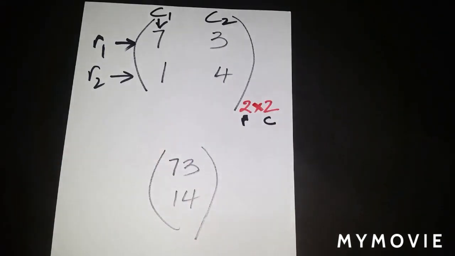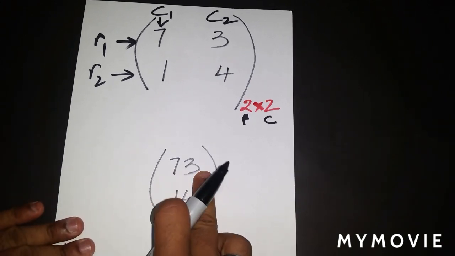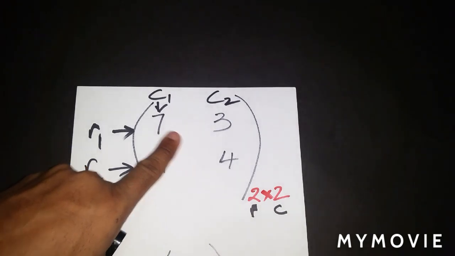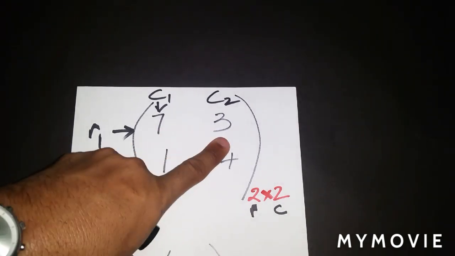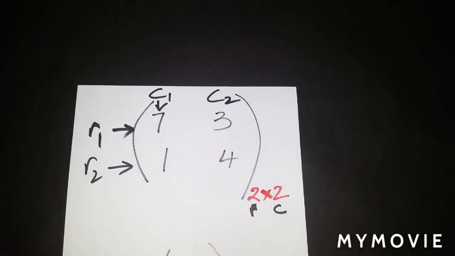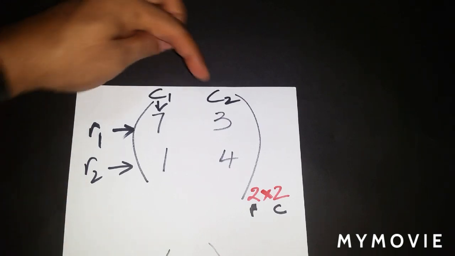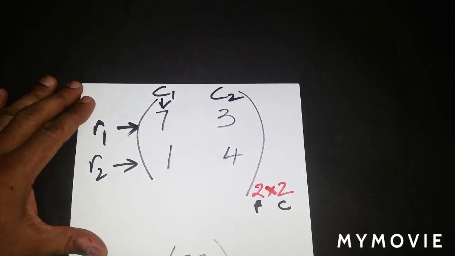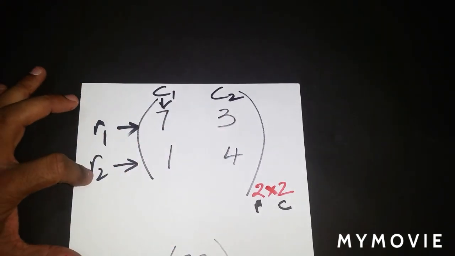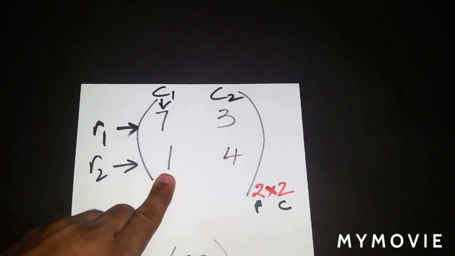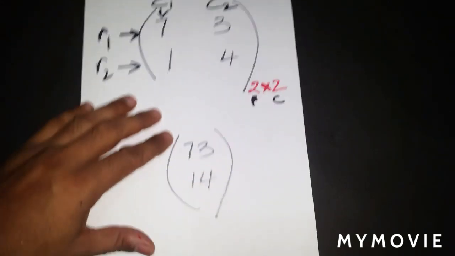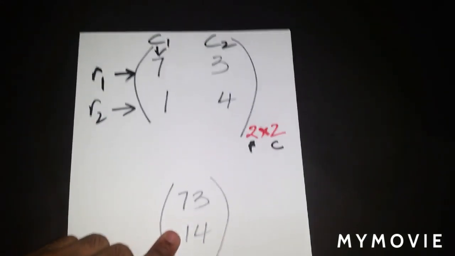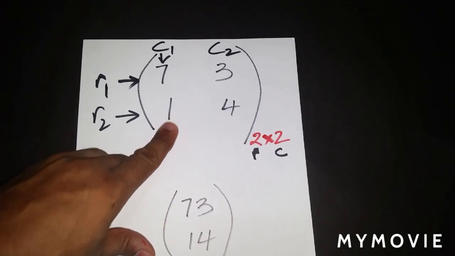Now let's take a look at this matrix here. Now if you look closely, the elements are 73 and 14, which is completely different from what you're seeing here. These elements are 7, 3, 1, and 4. So the element that would be in row 1, column 2 would obviously be 3. The element that is in row 2, column 1 would be 1, and so on. So this matrix here would be completely different from the one that we just examined.